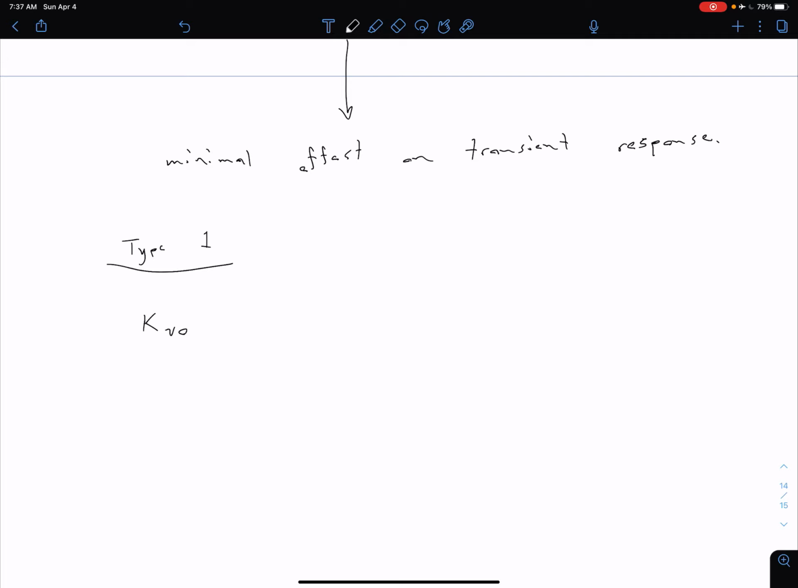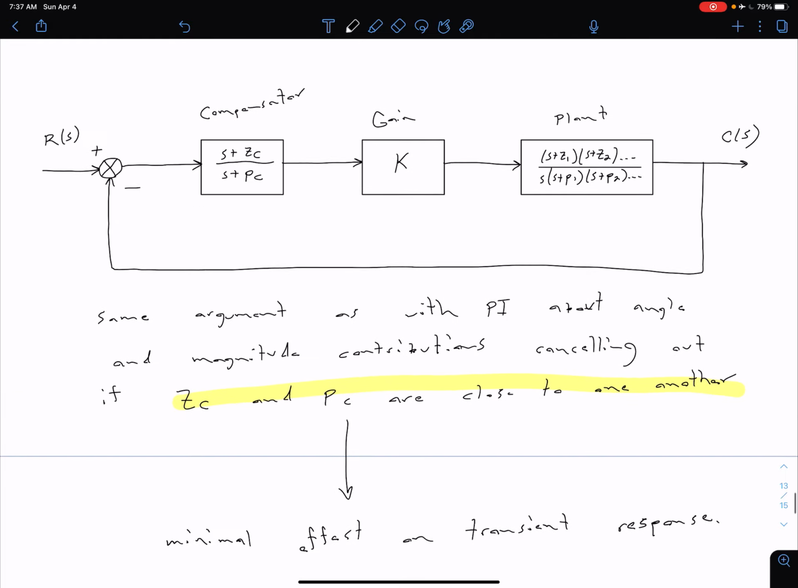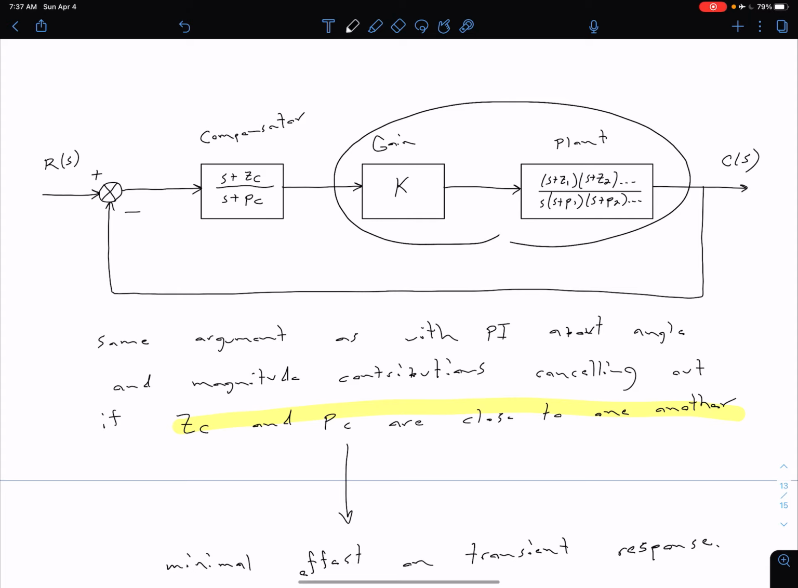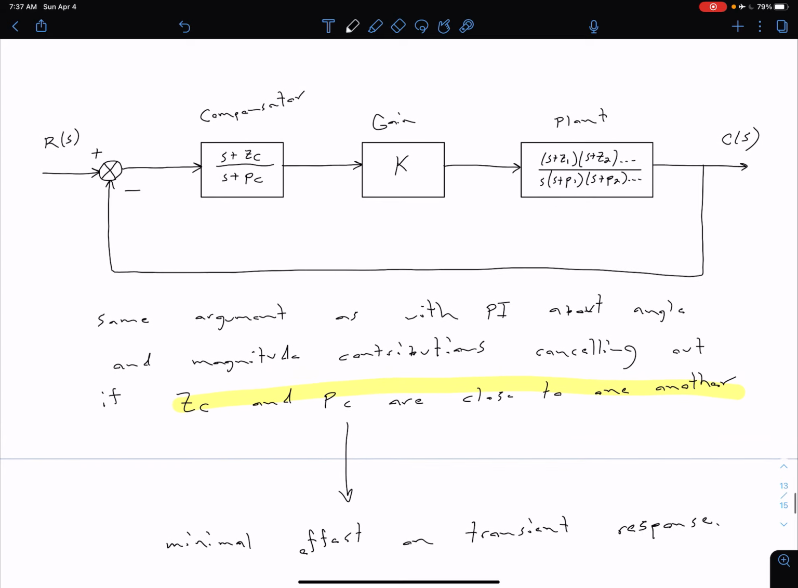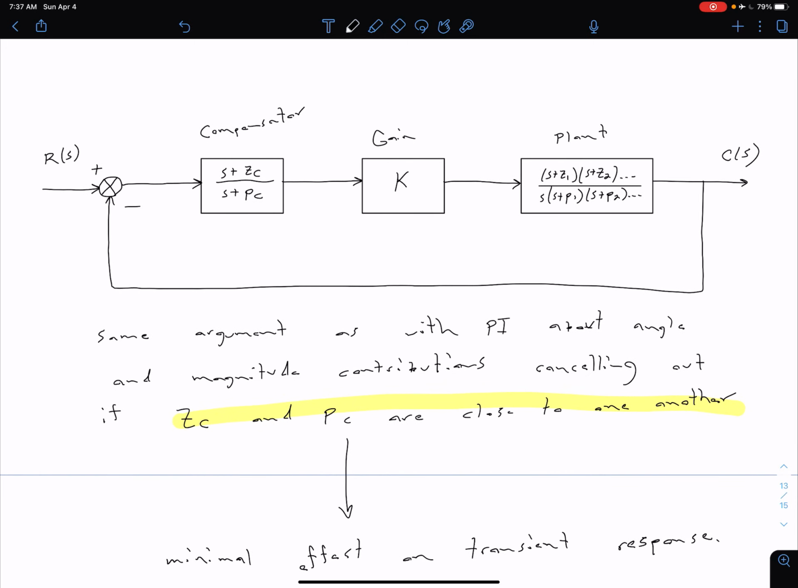So let me move this over here, and let's say this is before we add that lag compensator. What that means is we're just considering our gain and our plant. So we're going to have our KV naught. Remember, we talked about previously, our KV is the limit as S goes to 0 of S times G of S, where our G of S is going to be this combination here. So we see the S is going to cancel out with this S in the denominator, and we're letting all of the other S's go to 0.